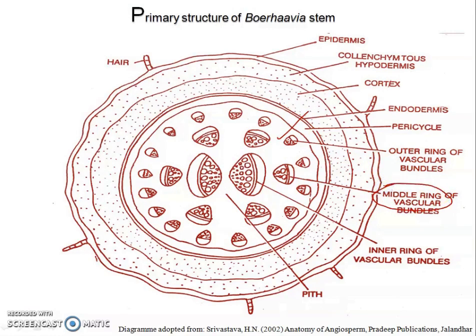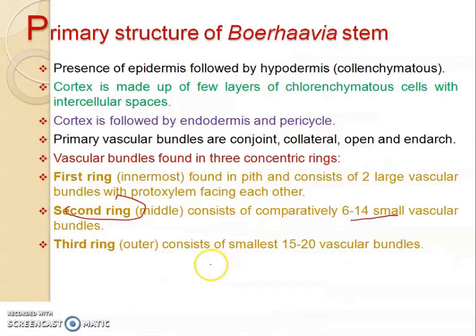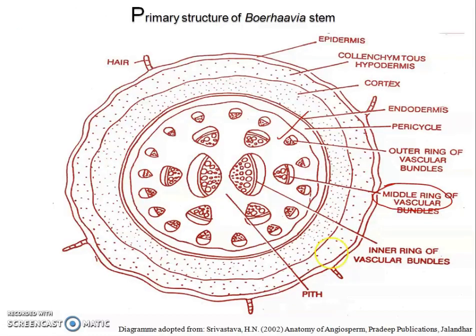In this case, the vascular bundles may be 6 to 14 in number and smaller than the inner ones. The third ring consists of 15 to 20 vascular bundles. This is the third ring, where the vascular bundles are 15 to 20 in number, and this is the smallest ring. This is the outermost ring, formed of the smallest vascular bundles.